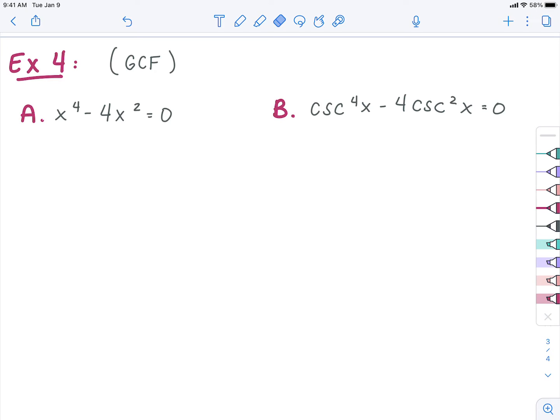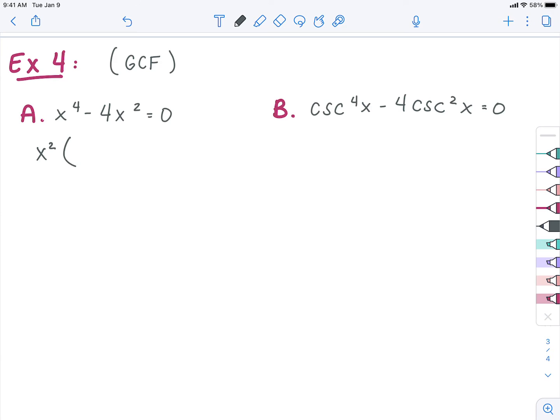So these are our problems that share something. And if we look at the first one, we've got x to the 4th minus 4x squared equals 0. So we see that both terms have x's in them, right? They actually both share an x squared, right? So I can take out an x squared. When I do that, then I want to know what's left over after I factor out the x squared.